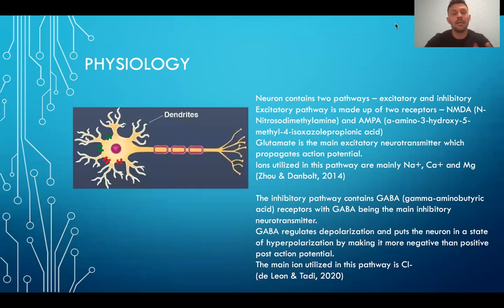Now, the inhibitory pathway contains GABA receptors, and there are multiple GABA receptors, and the main inhibitory neurotransmitter is GABA, so the gamma-aminobutyric acid. So what GABA does is it regulates that depolarization by providing a negatively charged ion, being chloride. What chloride does is it puts the neuron in a state of hyperpolarization post the action potential, so that the neuron doesn't have an increasingly produced action potential.